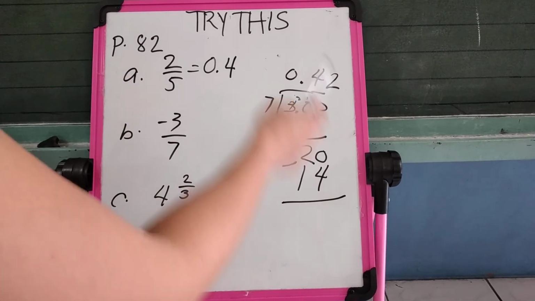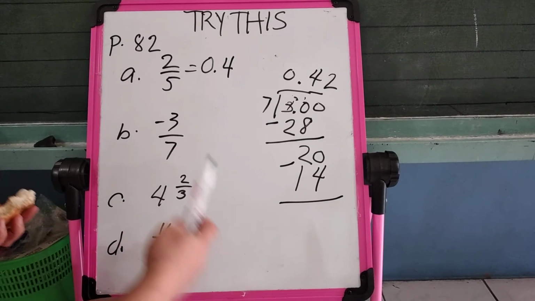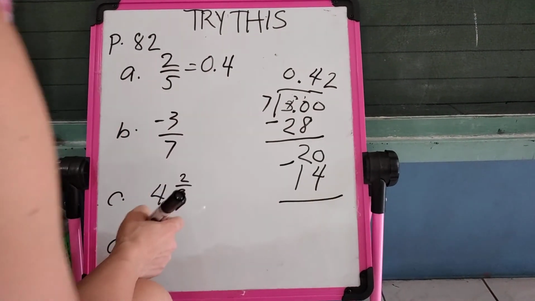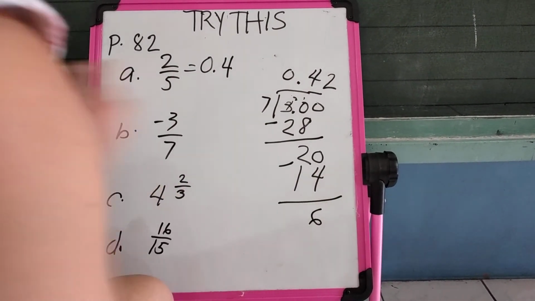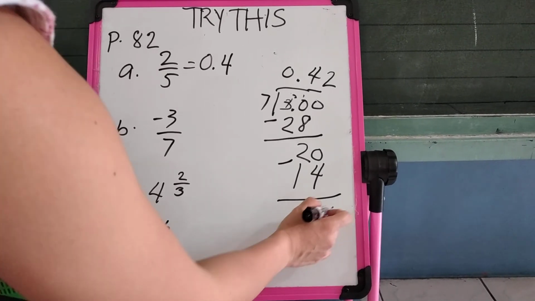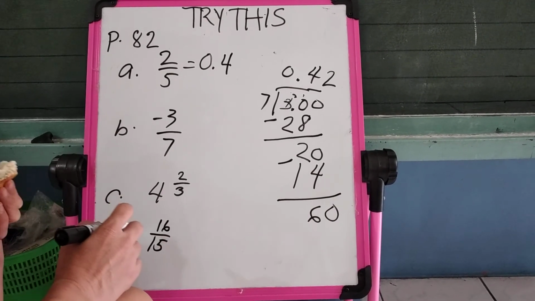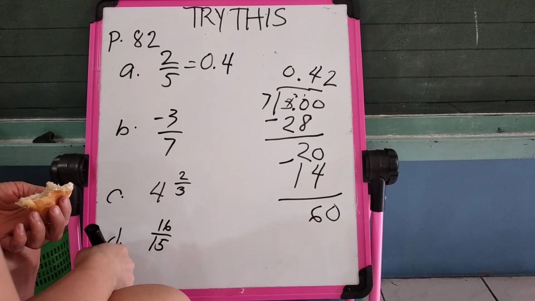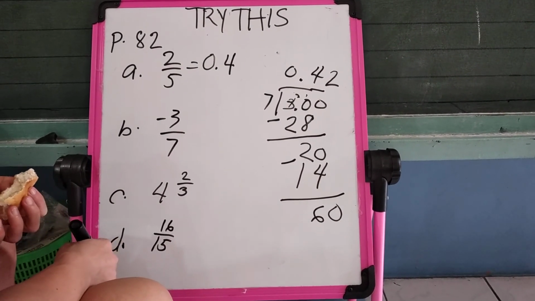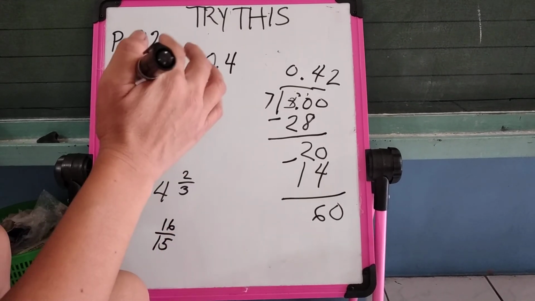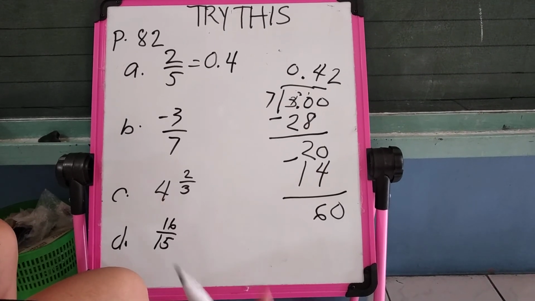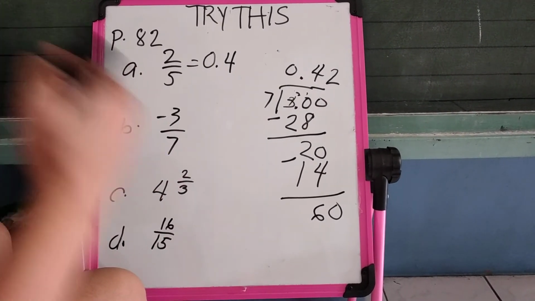Okay, as long as you still have something to bring down, you don't stop. Anyway, so we now subtract. The answer is 20 minus 14 will give you 6. Correct? And then let's add another 0. Oh boy, it goes on and on, miss, because this number is considered irrational. So irrational numbers are non-repeating and non-terminating, meaning they don't stop, they don't repeat.